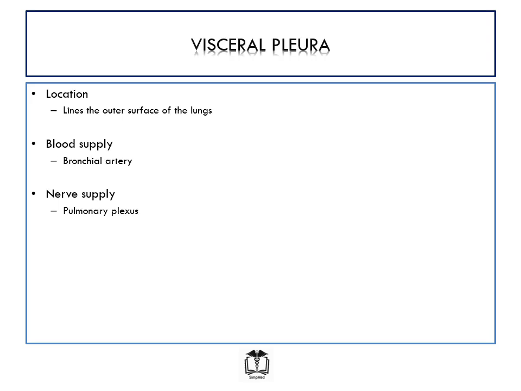Let's talk quickly about the visceral pleura. The visceral pleura tends to line the outer surface of the lungs. In terms of its blood supply and nerve supply, it's supplied by the bronchial artery and by the pulmonary plexus, which is a combination of sympathetic and parasympathetic nerves.